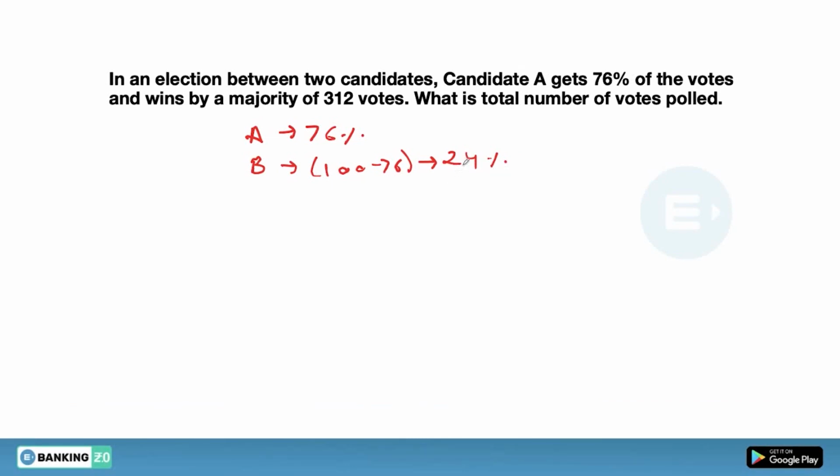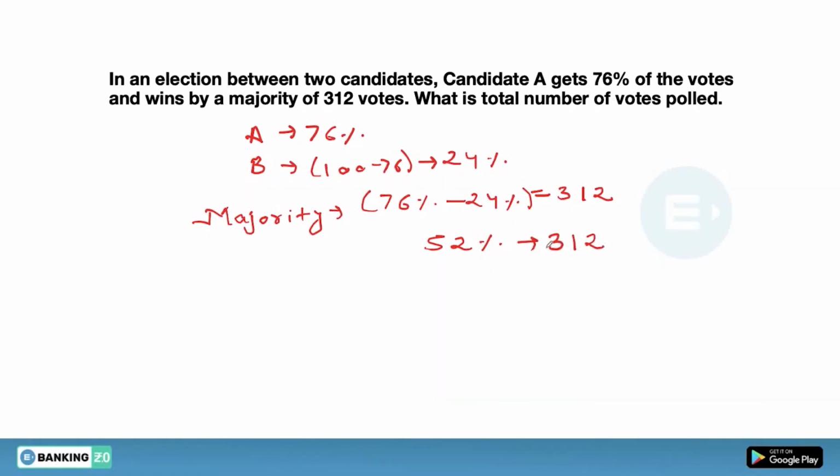And we are told that candidate A gets 76% of the votes and wins by a majority of 312 votes. This means, how can you calculate the majority part? You can calculate the majority part by subtracting, 76% minus 24%, and that is given in the question as 312. That means 52% of the votes were the majority. That means he won by 312. This means 1% would be equal to what? 1% would be equal to 312 by 52.